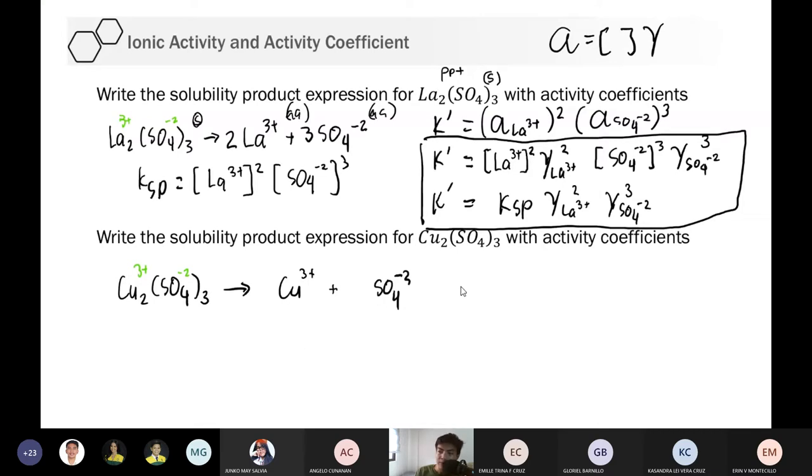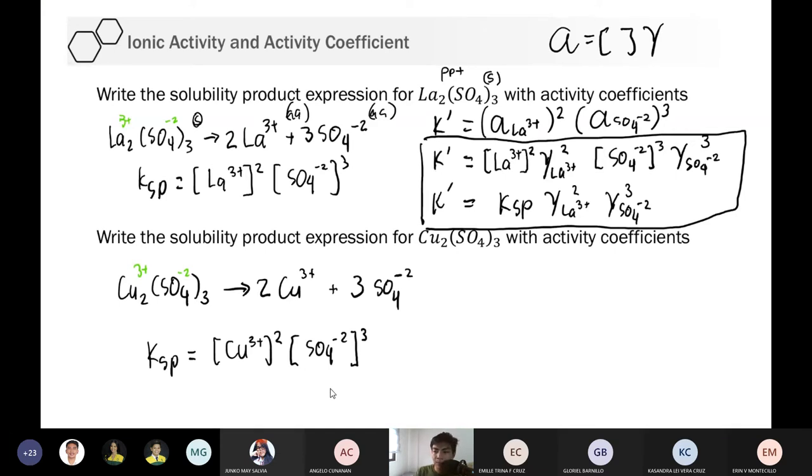Then, we balance this equation. We have 2 copper atoms here, so times 2 mo yun. And on the right side, we have 3 sulfate ions as indicated by the subscript outside the parenthesis. So, 3 SO4 katumbas nun. So, ibig sabihin, ito times 3 natin, yung SO4 product natin. Let's write the original K. Ksp natin. That is copper 3 plus squared sulfate ion, ayusin ko lang ito. So, that's sulfate ion cube na. So, this is the original K. Ito yung unang understanding natin sa K.